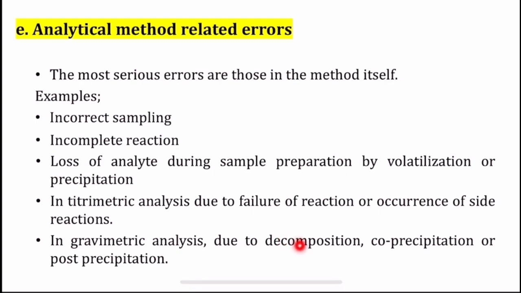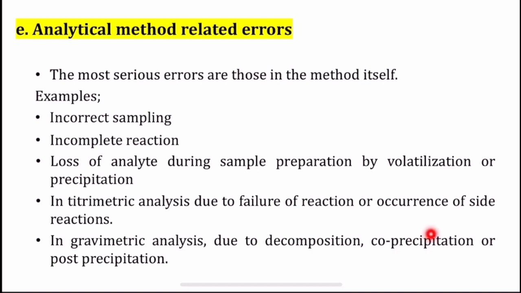Last but not the least, in gravimetric analysis, decomposition, co-precipitation, or post-precipitation are the main reasons for erroneous results. For example, if the precipitate formed during gravimetric analysis is not stable under the conditions of drying or ignition, it may decompose, leading to loss of the analyte. This can result in underestimated values of the analyte concentration.